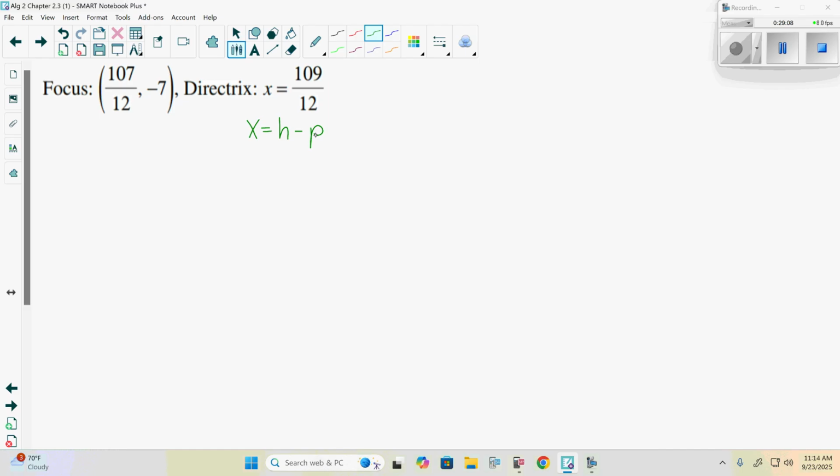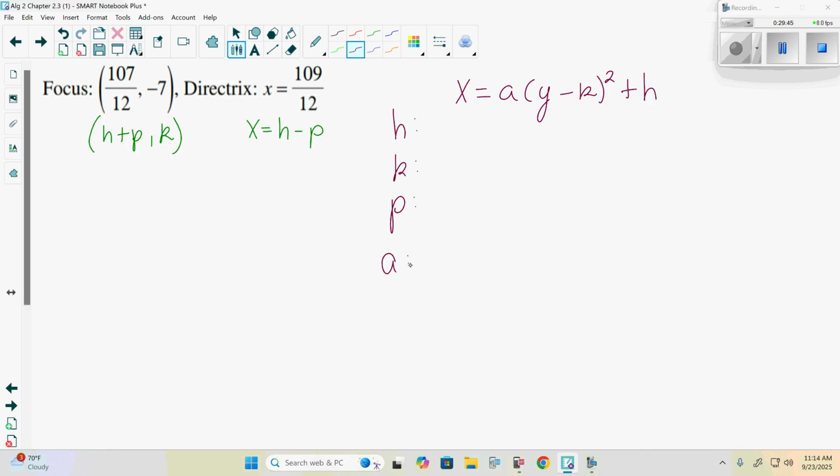because that's the only equation that actually has that in its setup as a part of its properties, which also tells us that our general form is x equals a times y minus k squared plus h. It also tells us that the focus's general form is h plus p, comma, k. Now our values of h, k, p, and a, we are going to need to find.